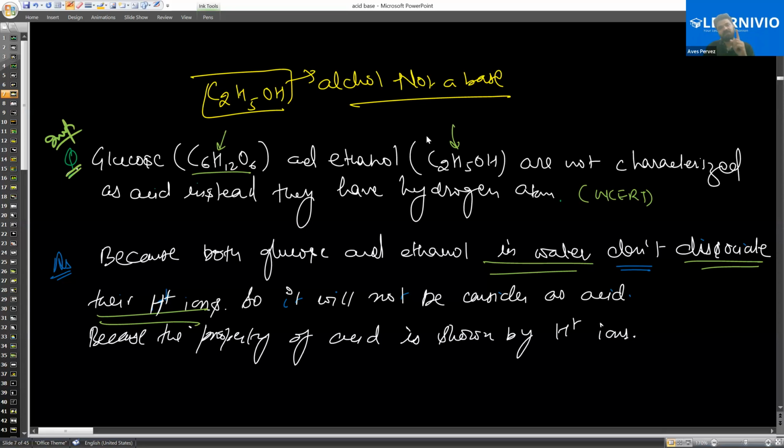It is compulsory for an acid to produce H plus ions when added to water. If a substance has hydrogen but does not produce H plus ions in water, it will not be considered an acid. So write this question and write the answer: both glucose and ethanol do not dissociate into H plus ions in water, so they will not be considered acids, because the property of an acid is shown by H plus ions only. Note it down fast.